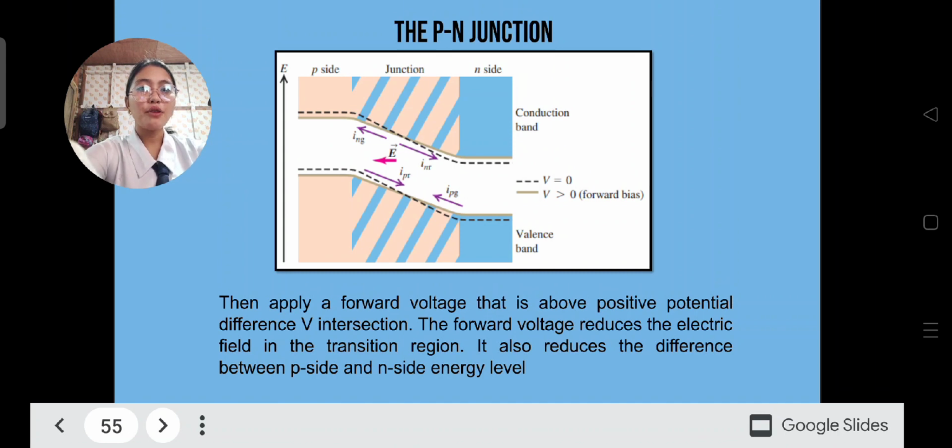Then apply a forward voltage, that is, a positive potential difference V. The forward voltage reduces the electric field in the transition region. It also reduces the difference between the P side and N side energy levels.